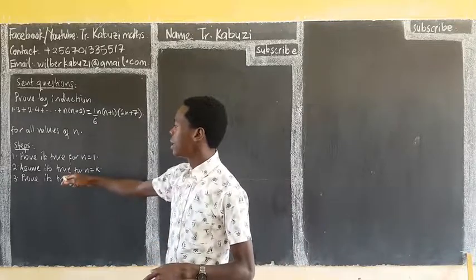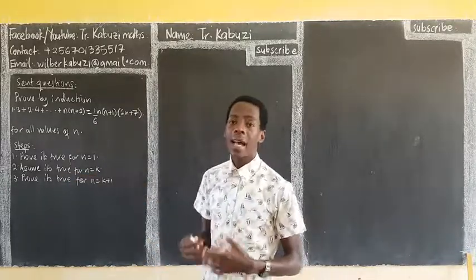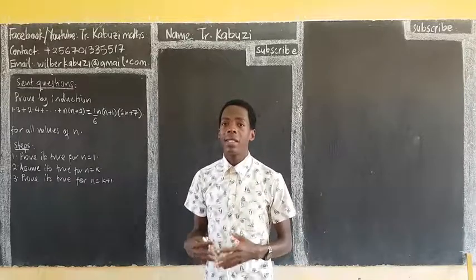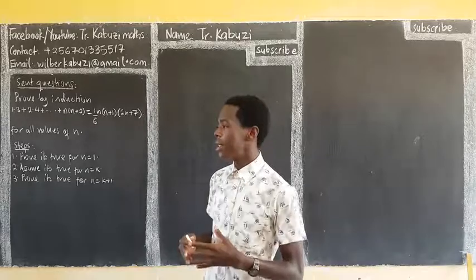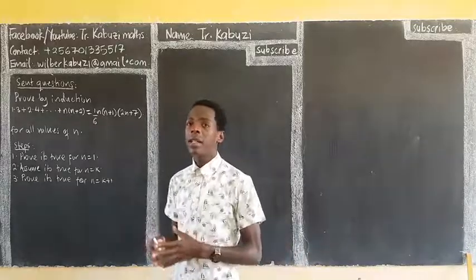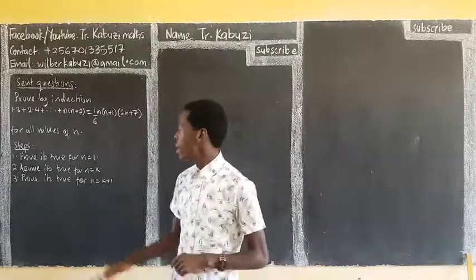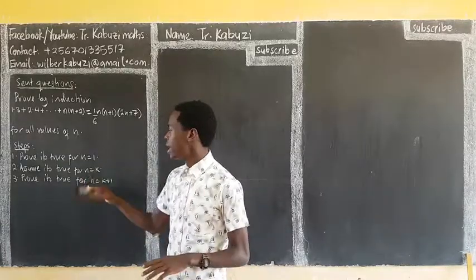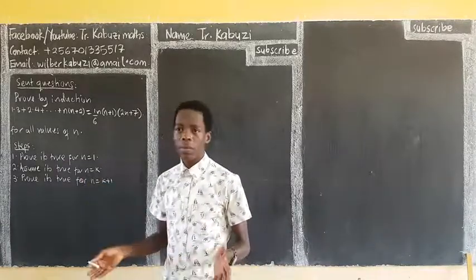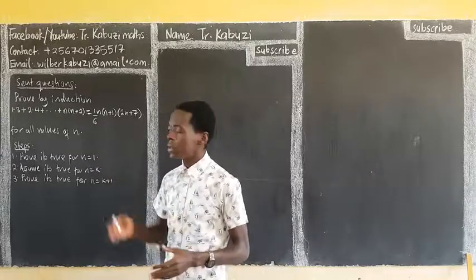Then the second step is always the assumption step. Assume it's true for n is equal to k. Then if it's true for n is equal to k, if your assumption is right, then it should be true for n is equal to k plus 1. So these are the only things we are going to mainly use.